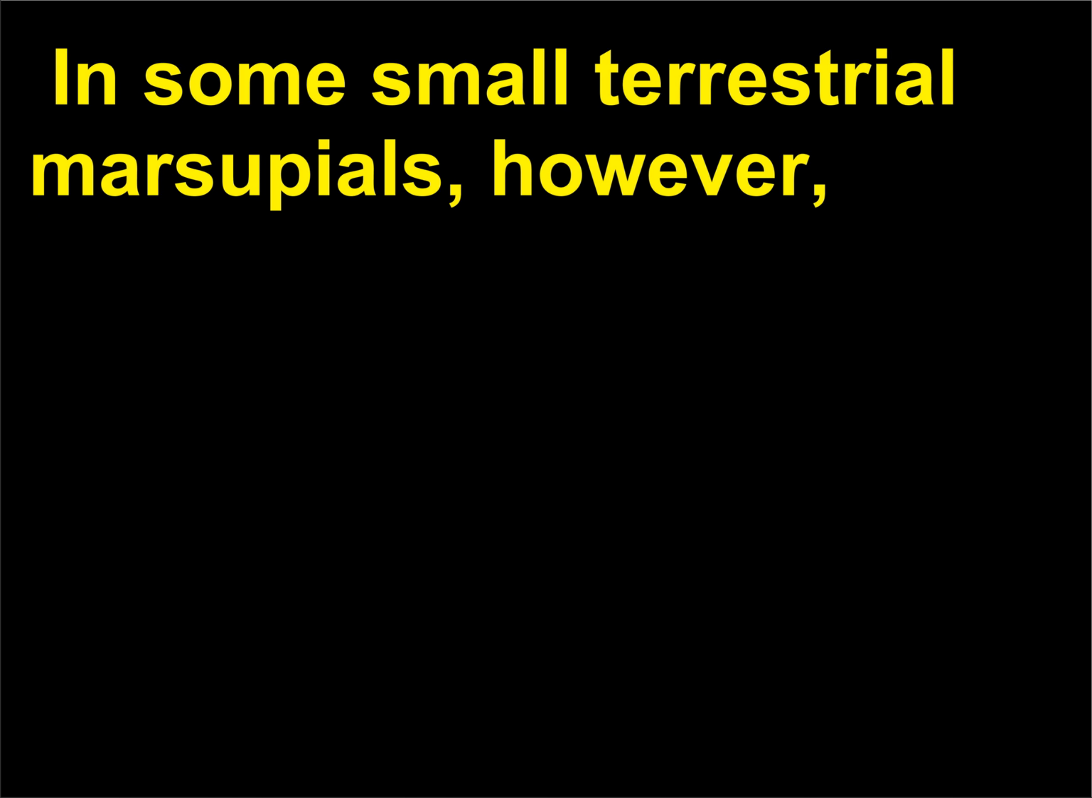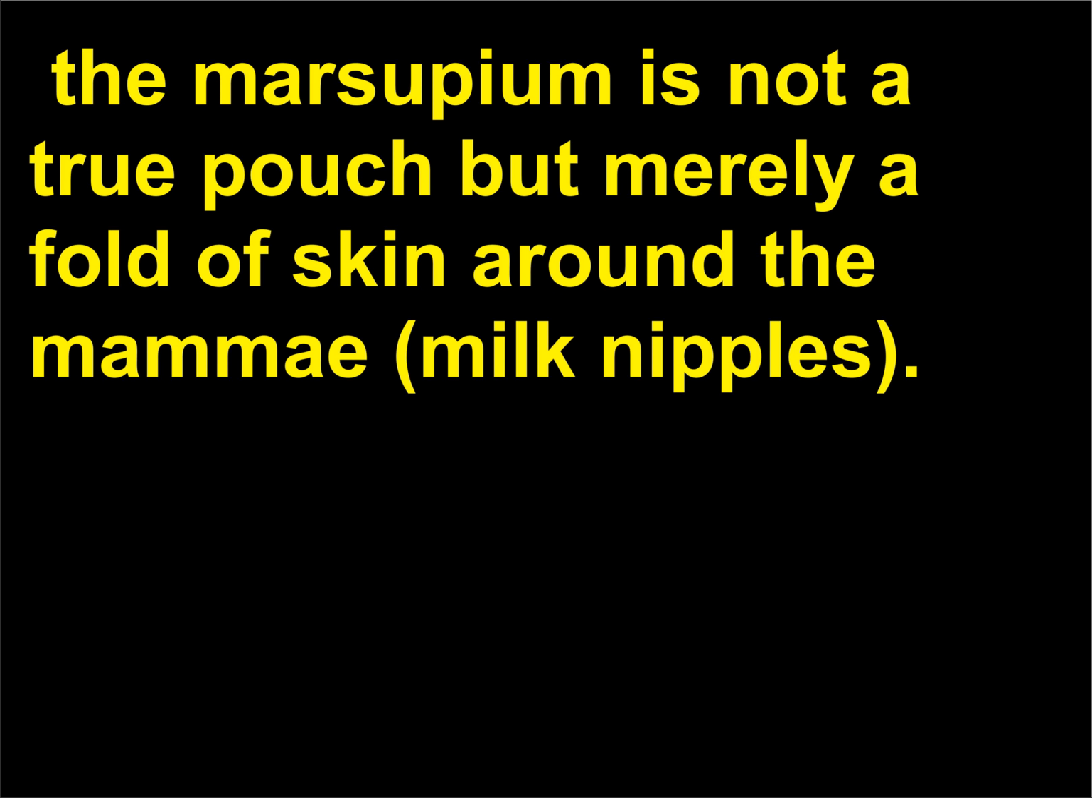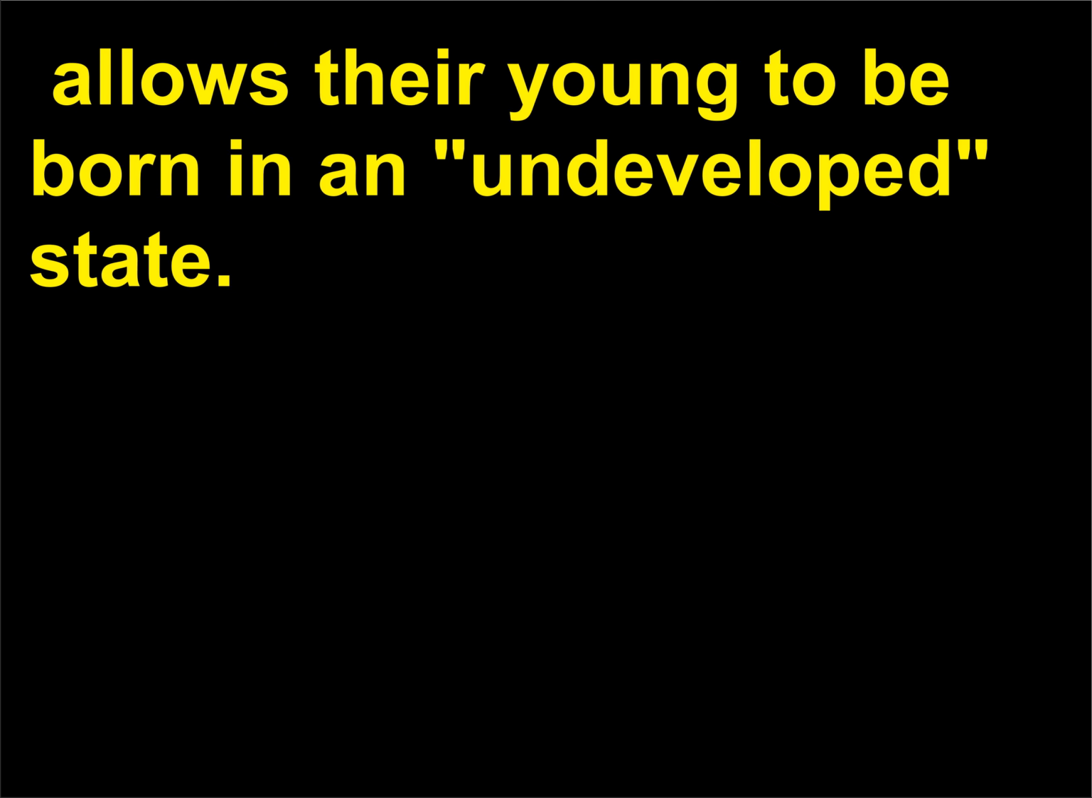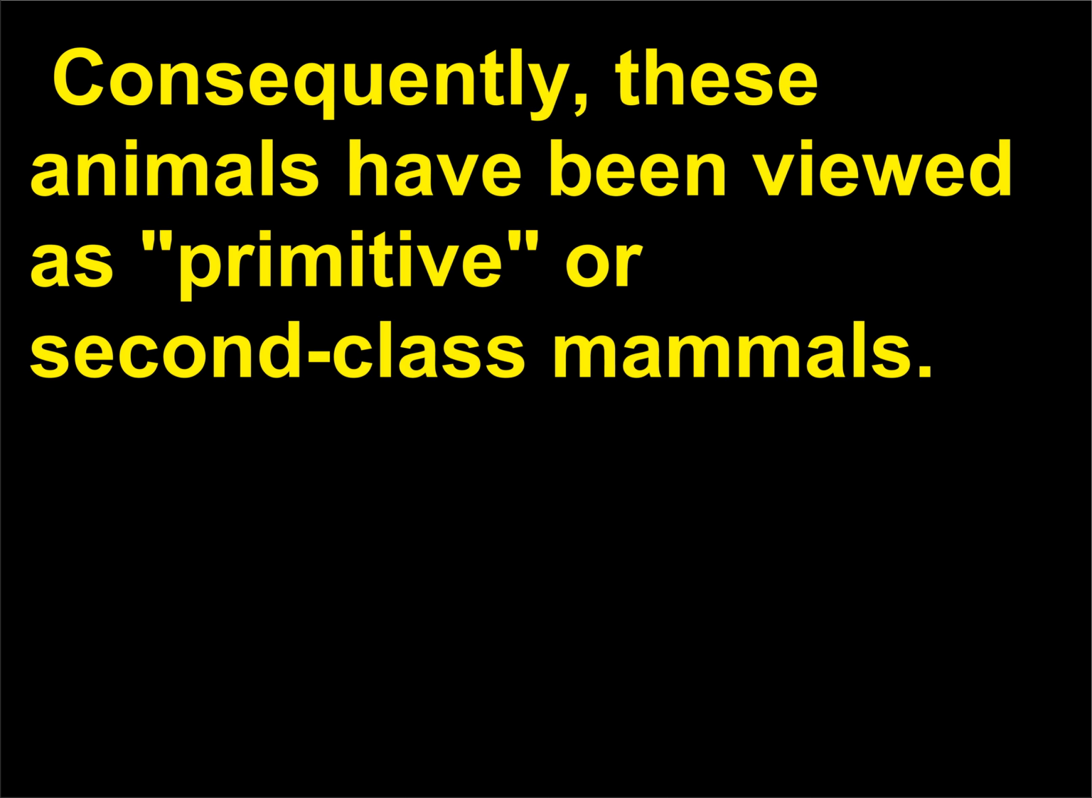In some small terrestrial marsupials, however, the marsupium is not a true pouch but merely a fold of skin around the mammae, milk nipples. The short gestation period in marsupials, in comparison to other similarly sized mammals, allows their young to be born in an undeveloped state. Consequently, these animals have been viewed as primitive or second-class mammals.